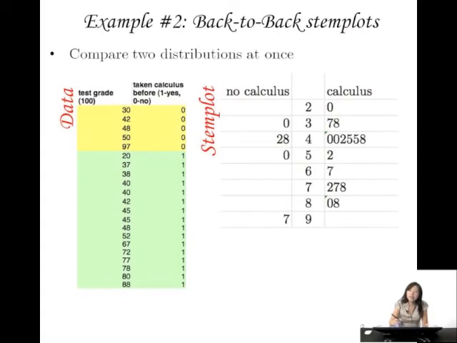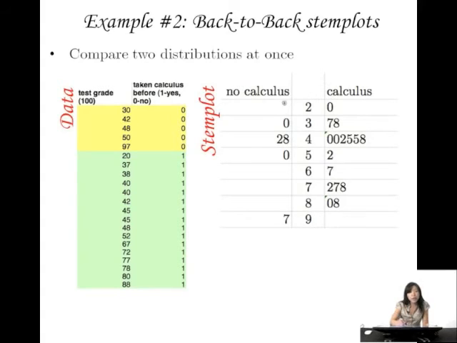The other thing you could do is create back-to-back stem plots. You could use the same stem, but have leaves coming off either side of it. And this way you could compare two distributions at once. So let's say in the same physics class, someone was interested in whether it helps to have had calculus before, because calculus is really the math that underlies physics. So we've put all the people who have not taken calculus before, the no's, up here, and all the people who have taken calculus before down here. Now let's put it on a stem plot. So the stems are going to be the same, 2, 3, 4, 5, 6, 7, 8, and 9.